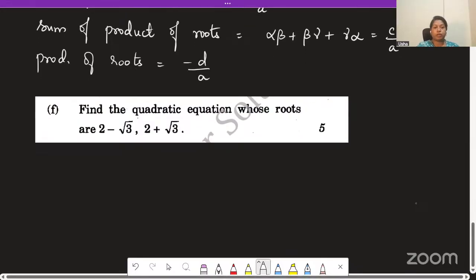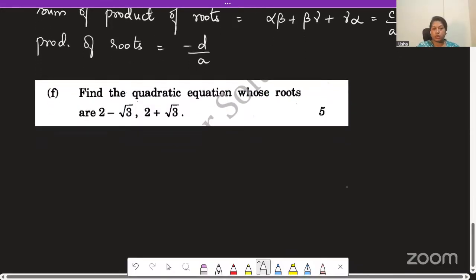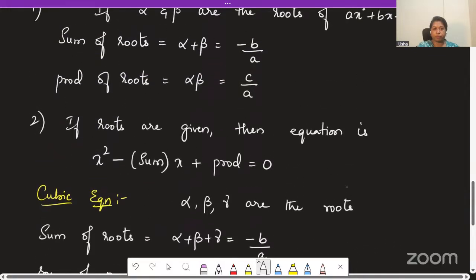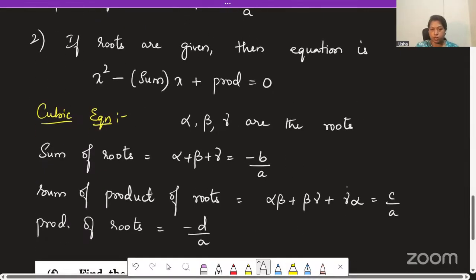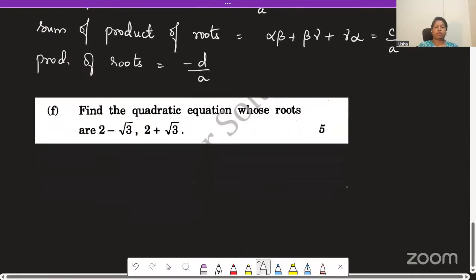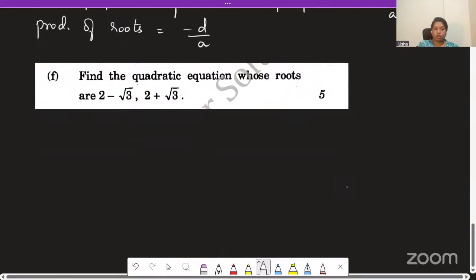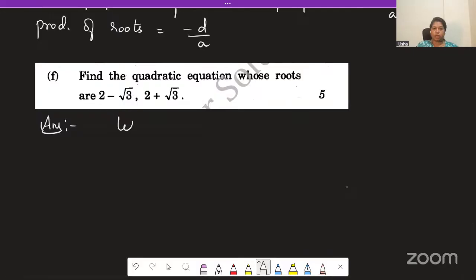Fine. Quadratic equation whose roots are this. Now you know how to solve. If roots are given, x square minus sum of the roots into x plus product equals to 0. So write the answer this way. Let alpha and beta be the given roots.